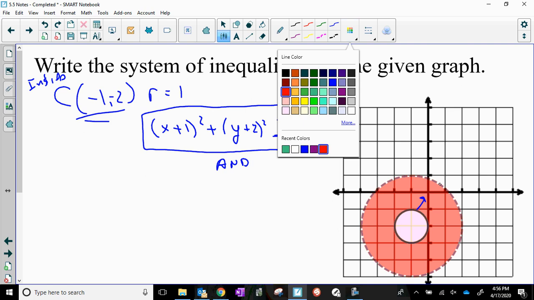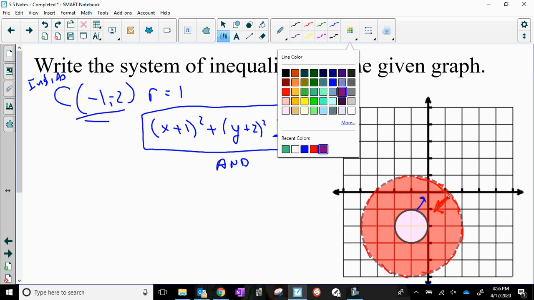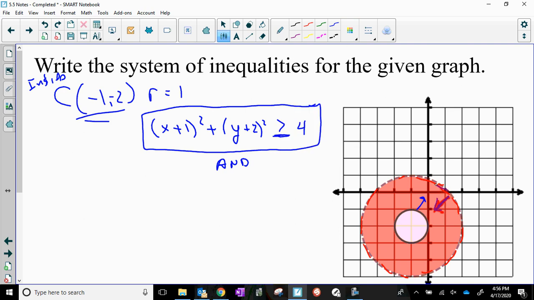The second inequality would be this dashed circle right here. So we're going to take a look at that inequality. Okay, let me go to a different color, a little bit better. This is the one we're talking about. So it does not have the equal. It has a bigger radius. The radius is 1, 2, 3. There's our radius. So it's going to look very similar.